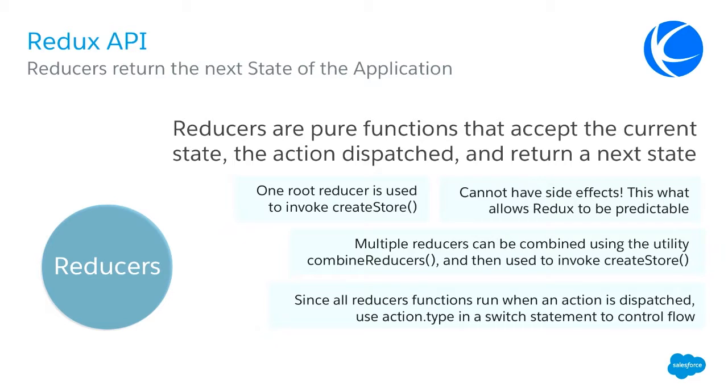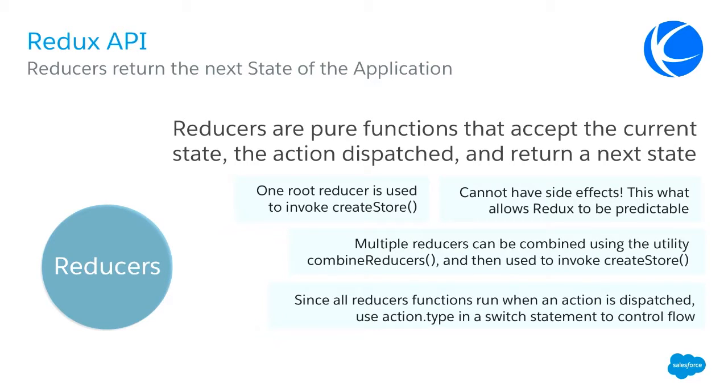And then reducers, they're pure functions, so they have no side effects. Whatever you pass in as an argument, it will always return the same result. So that's the key. It cannot have side effects. That's what allows Redux to be predictable.